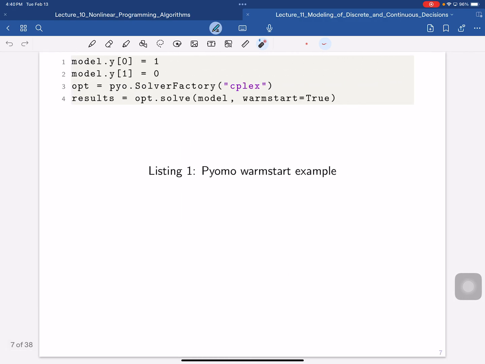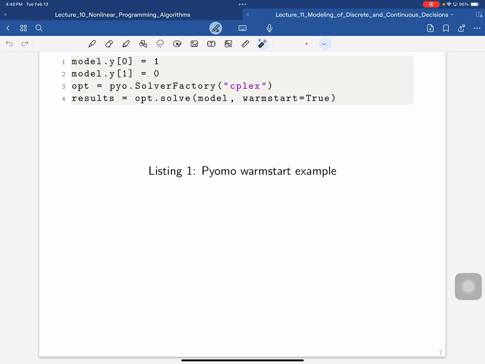So if you would like to warm start the solver, here's how you do it in Pyomo. Let's suppose this is your model. The model only has two variables. Of course, your model will have way more variables than two. But here's the syntax to do that. You just set the value of the variables to the warm start values you want. For example, here y0 is equal to 1, y1 is equal to 0.